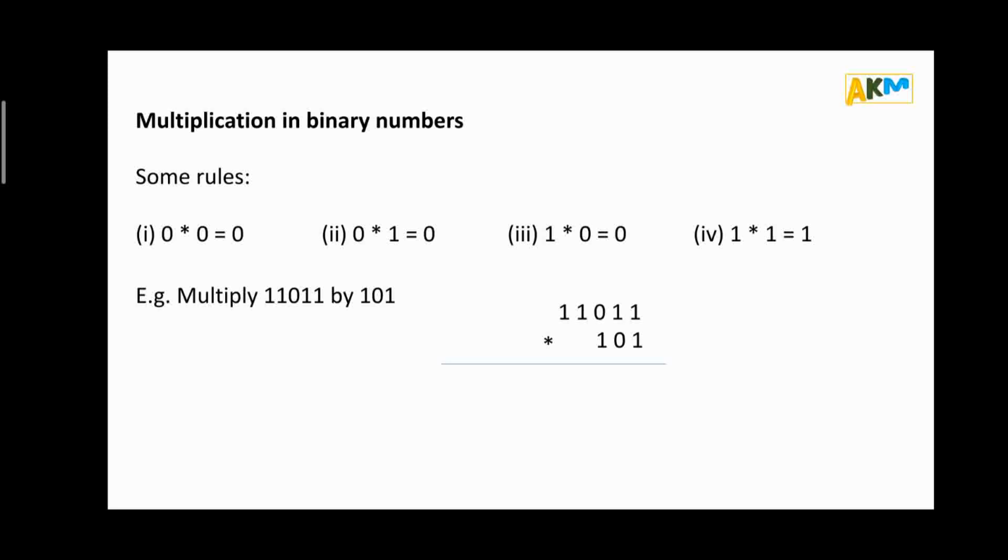First, 1 multiplied by 1 will be 1. 1 multiplied by 1, 1. 1 multiplied by 0, 0. 1 multiplied by 1, 1. 1 multiplied by 1, 1. Again, 0 multiplied by the whole number is 0. The leftmost digit is 1, so again we will multiply by 1. But we have to put two 0 digits first of all.